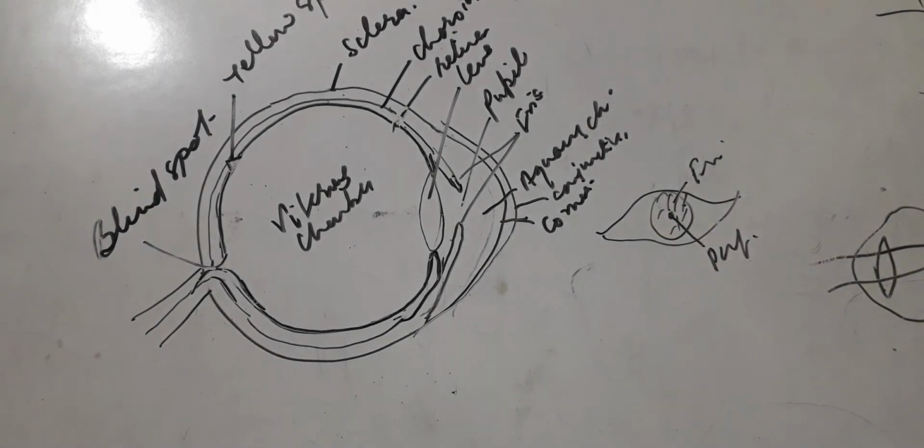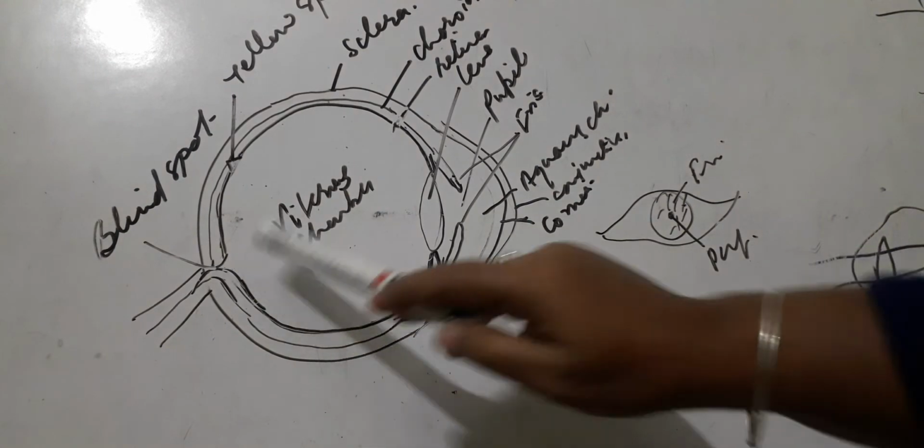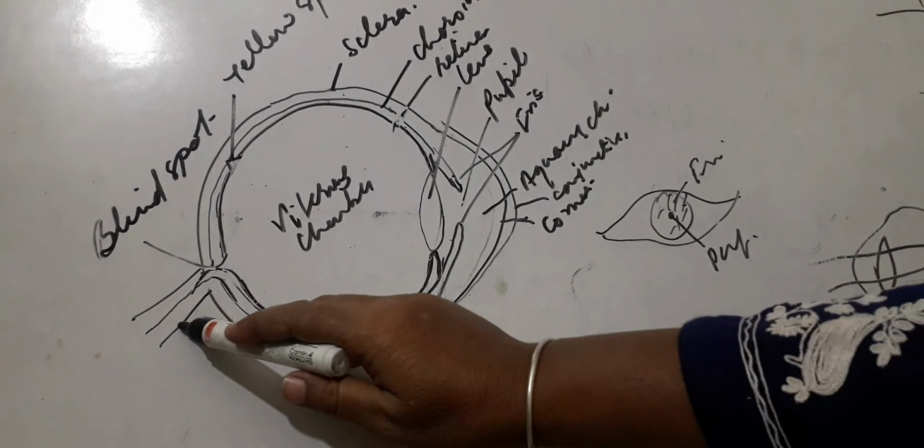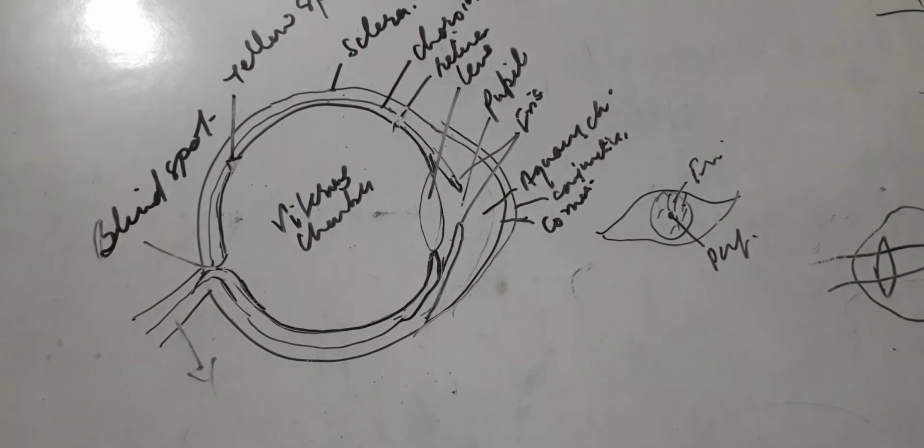But if the focus is on the blind spot, no image is formed. The optic nerve is attached to the retina, and brings the impulse to the brain, where an inverted image is formed, and the person is able to see whatever they want to see.